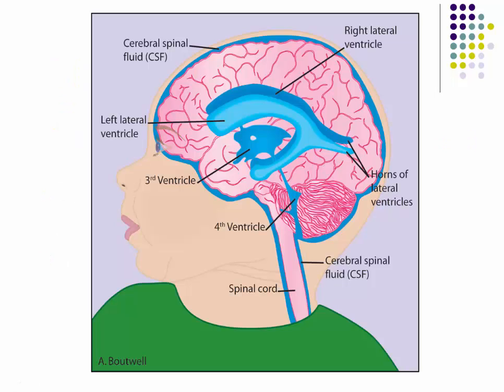The ventricles are cavities that store cerebral spinal fluid. The cerebral spinal fluid nourishes the brain. So just be familiar, know that there are 4 ventricles and their general location in relationship to the brain, because that's going to be implicated in terms of problems that occur from damage to this area.